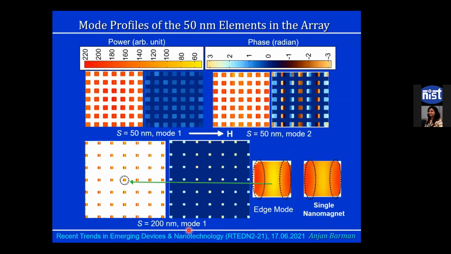Here I show in a better way that if I take this 400 nanometer dot with 200 nanometer separation, and take one of the dots and zoom in, we find that it has only an edge mode. There is no uniform mode here.